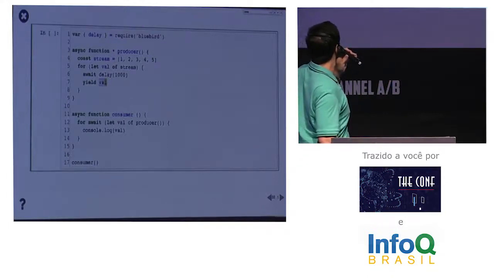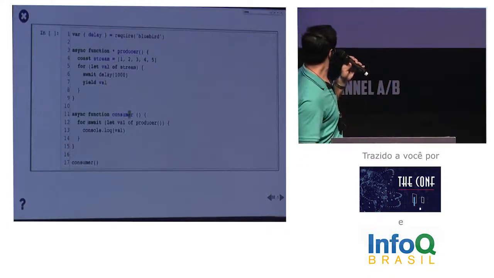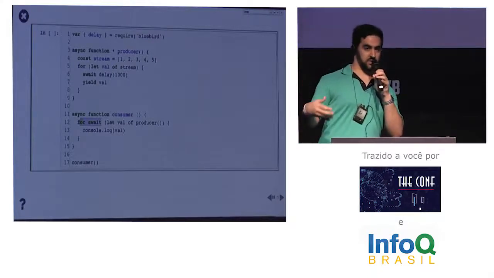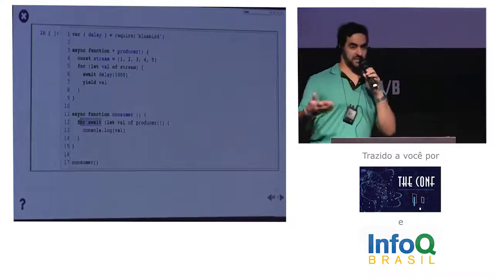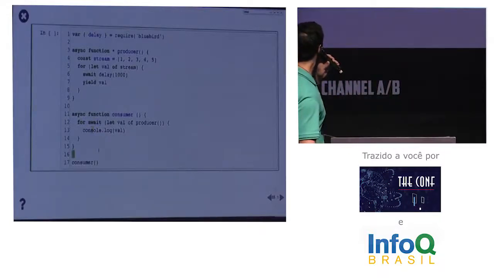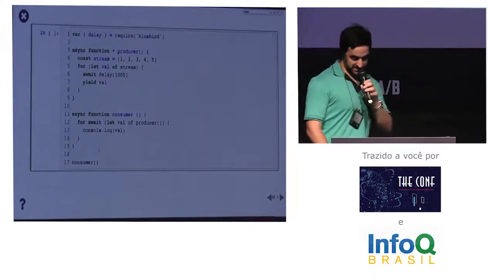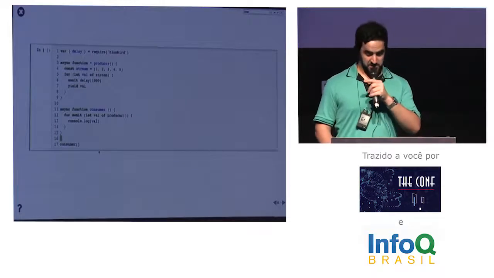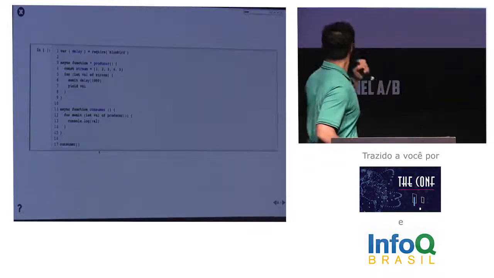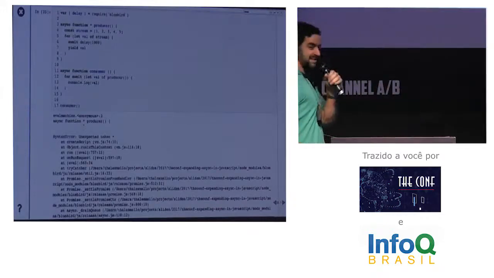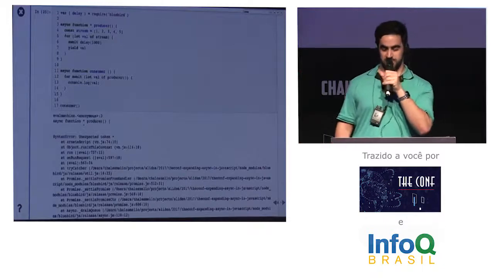And the consumer part, for await, is a new syntax for you to be able to await every single promise that is returned by the iterable. And with that, we log the value. So if I execute this code, it's going to give me an error message. And this is because it's not supported by Node as of today.